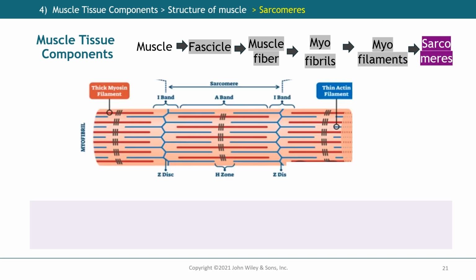So here you can see a zoom in of the sarcomere. Here you see already the two types of proteins. So here you see the thick filament that is the myosin. In addition to that, we can also see the thin filament that is the actin, and you can see it in the schematic.